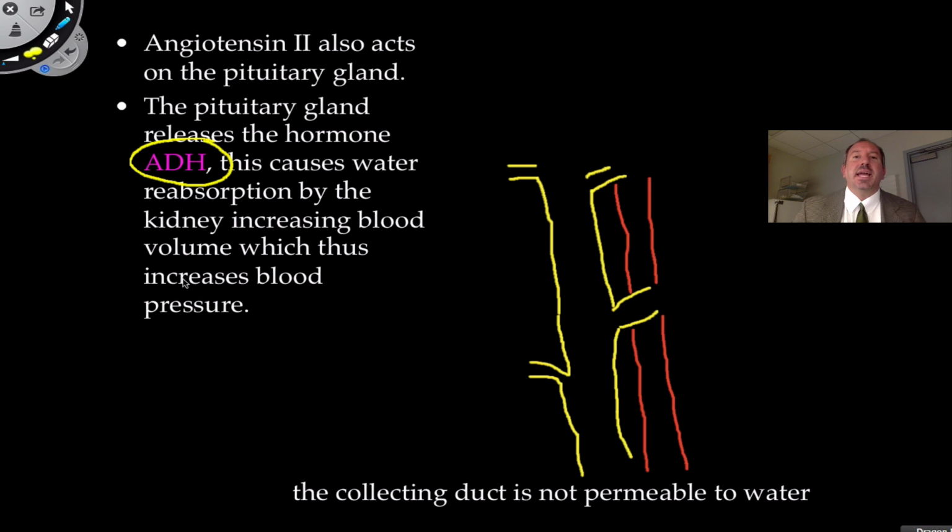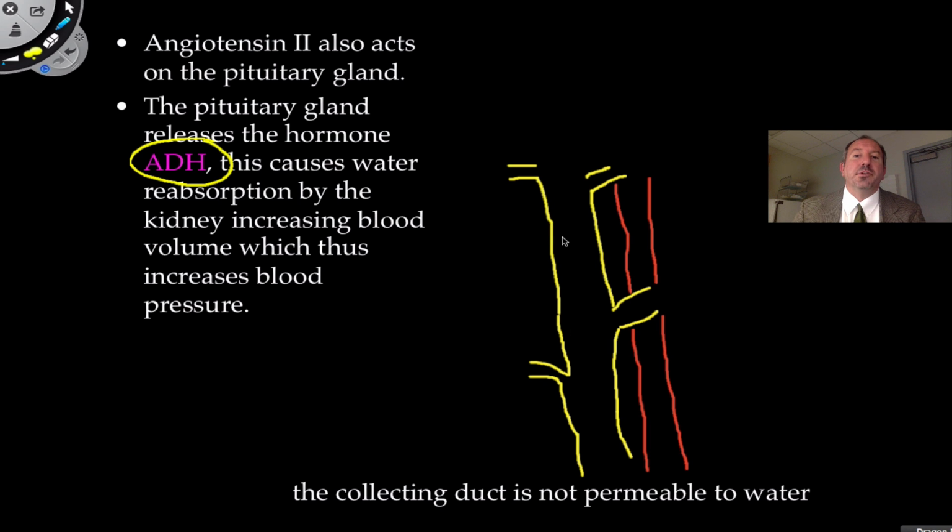ADH can cause reabsorption in the kidney, so it targets the kidney, reabsorption of water into the blood, and it raises blood pressure. And you're like, well, wait a minute, didn't you just describe that with aldosterone? Yes, they do the same thing. They're both trying to reabsorb water into the bloodstream in order to increase blood pressure, but ADH does it a little differently than aldosterone. Aldosterone tries to increase blood pressure by pushing the sodium into the blood, and then the water follows.